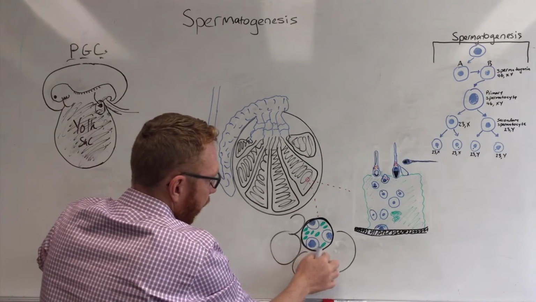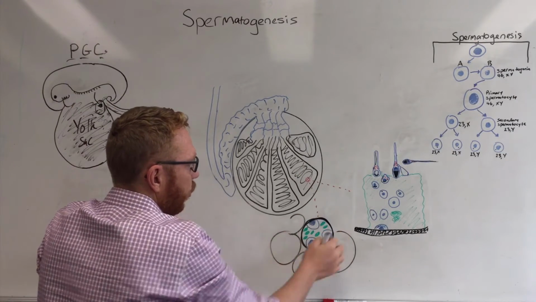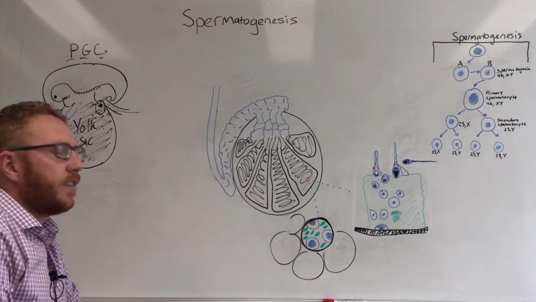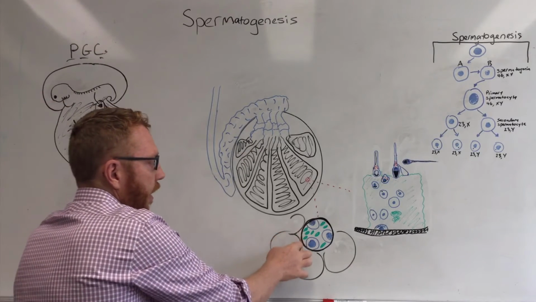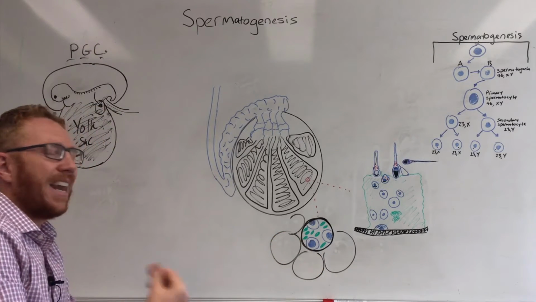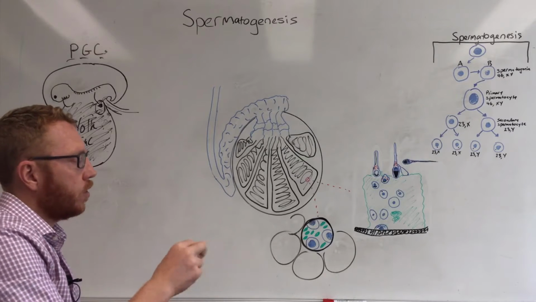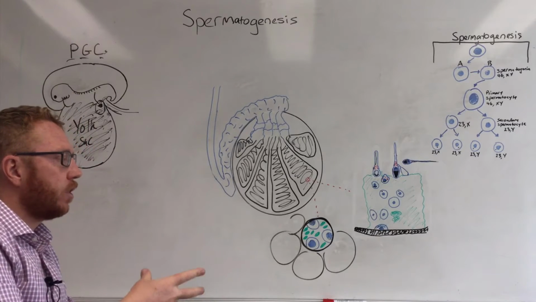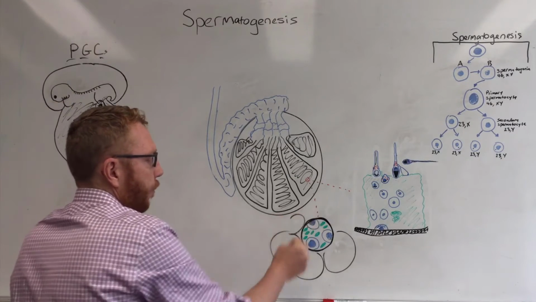And in between the tubules is the interstitium, where the cells that mostly accumulate are going to be things like Leydig cells and myoid cells, which is important for contraction.